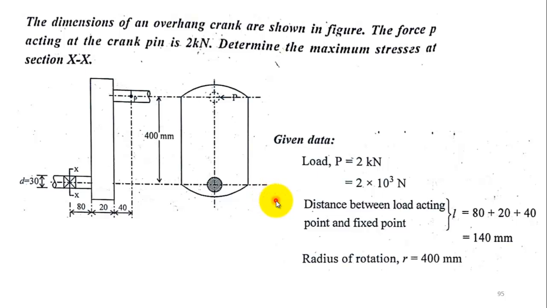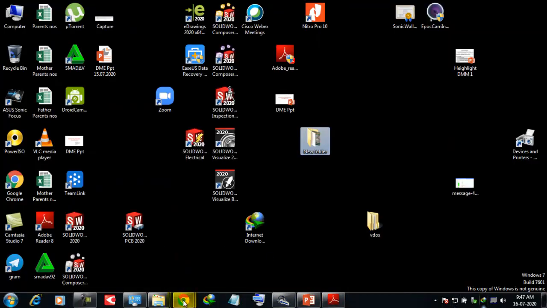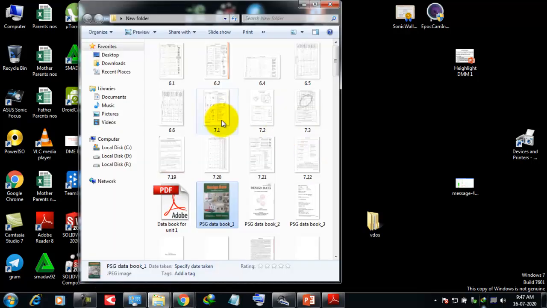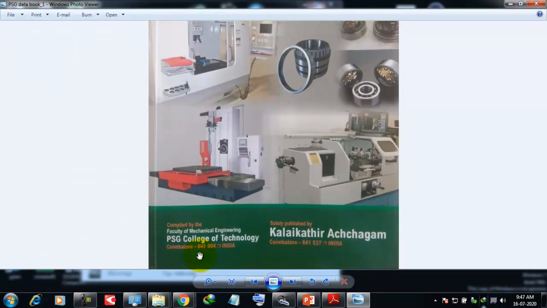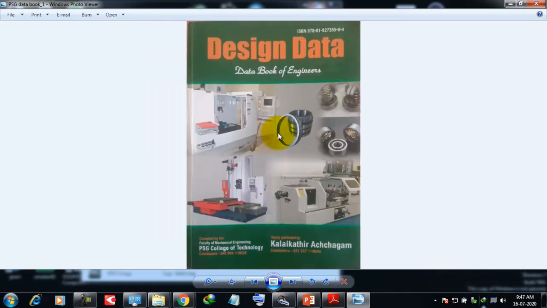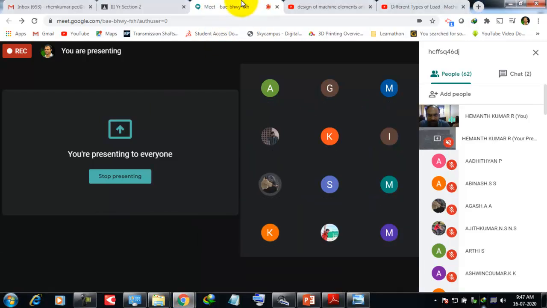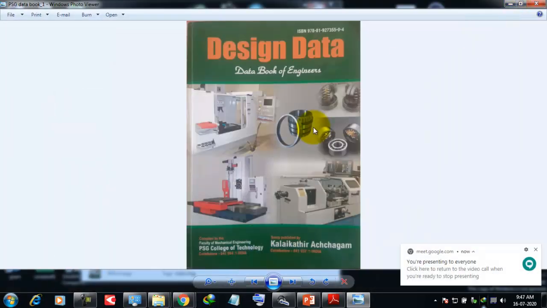I will show the data book display. It will display some data regarding the publisher. You can see this. Here, if you see, compiled by Faculty of Mechanical Engineering, PSG College of Technology, Kalai Kadir Achagam. This data book will be available in old bookshops also. You can buy it from there also. In Kitab or Jumbo bookshop also you can buy it. If possible, get it from your seniors.